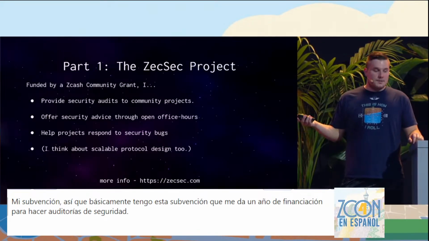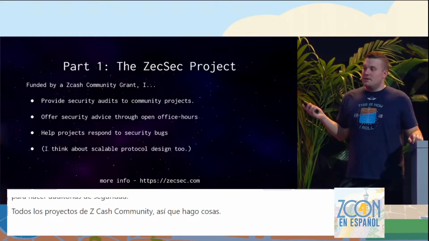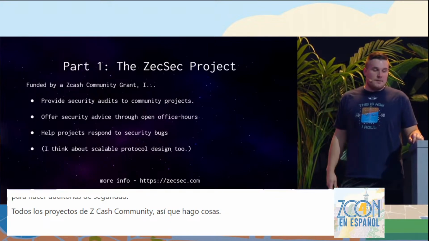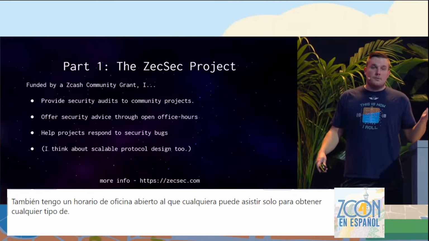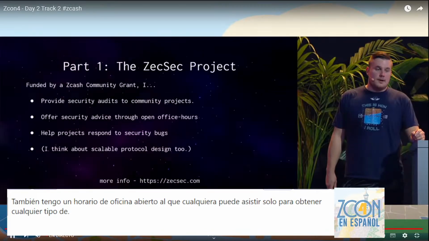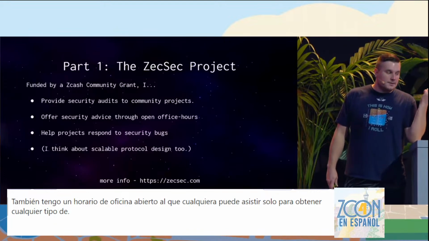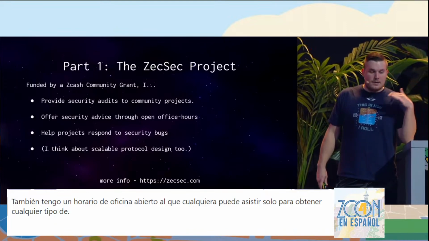So basically I have this grant that gives me a year of funding to do security audits for all of the Zcash community projects. So I do things like deep dive into the projects, audit all of the code, give them an audit report and help them fix the bugs. I also have open office hours that anyone can attend just to get whatever kind of security advice they might find helpful, help respond to bugs that get reported from third-party outside engineers, and I also spend a bit of time thinking about protocol design, like how do we solve the scanning problem in Zcash and get better scalability.